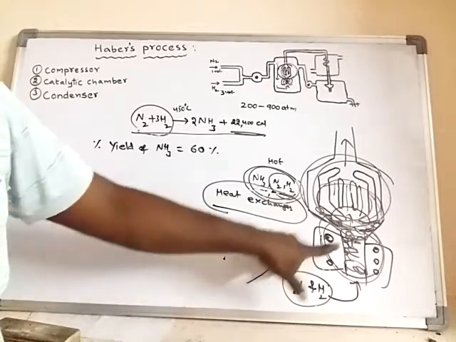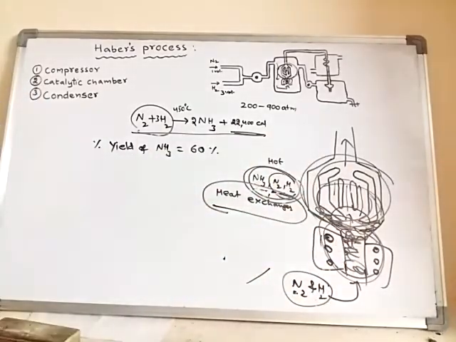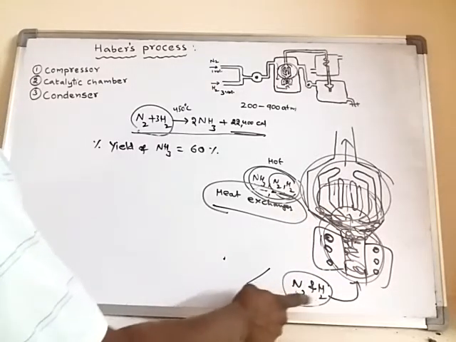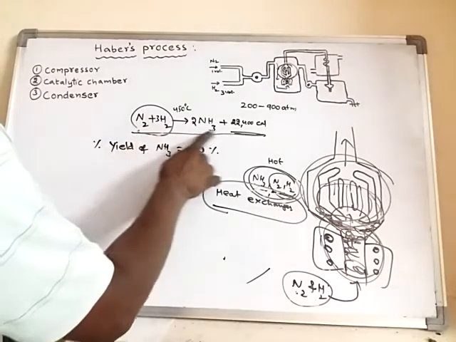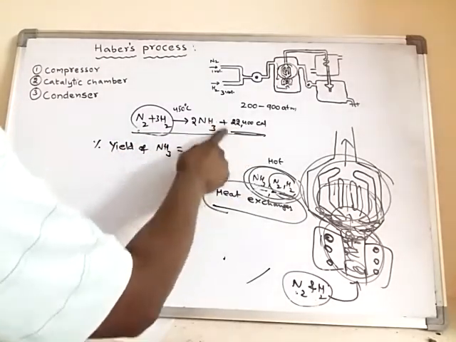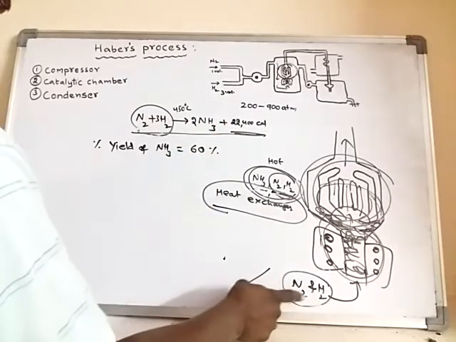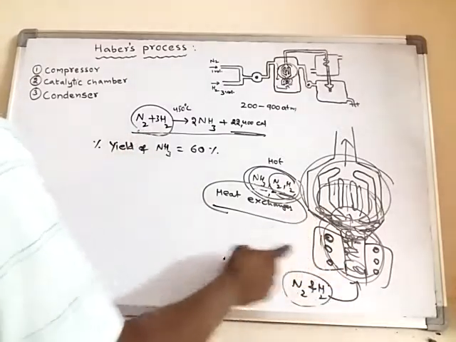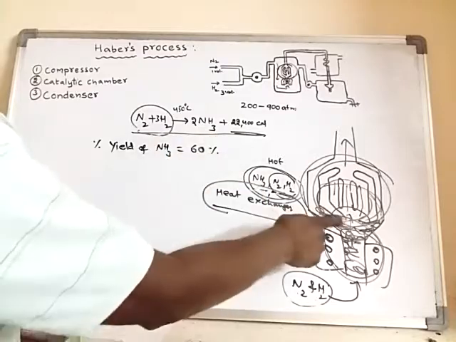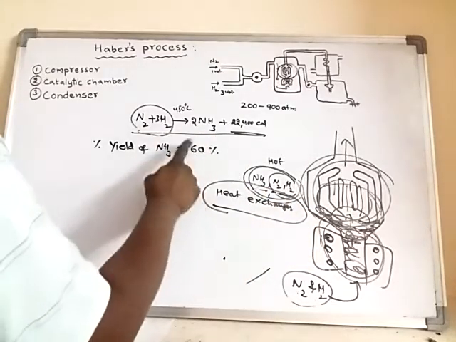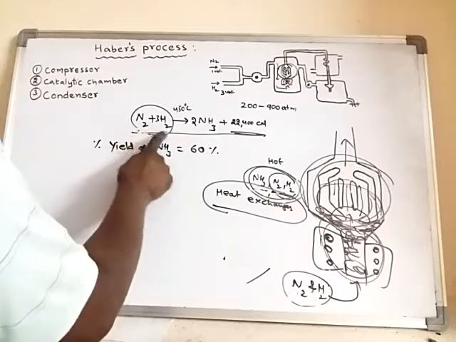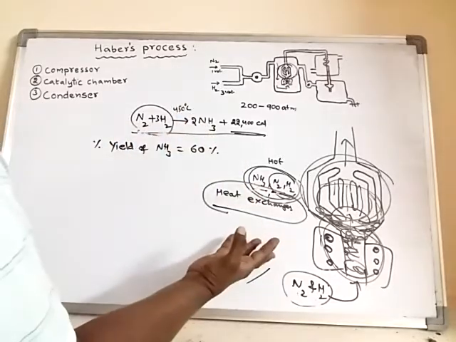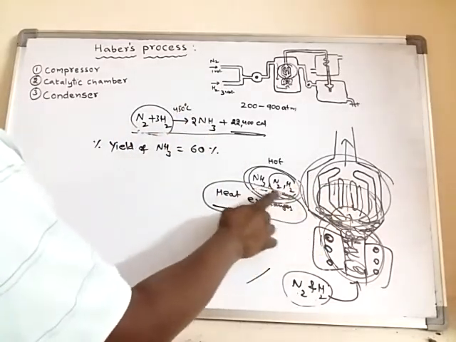and that heat energy is absorbed by these gases which are entering here. Now with that heat energy, these gases again react with each other, and again the same reaction occurs, and again a large amount of heat is liberated due to the reaction between nitrogen and hydrogen. Again ammonia is formed, and again only 60% of the reaction mixture participates in the reaction, and 40% of nitrogen and hydrogen remains unreacted, and again that mixture leaves.